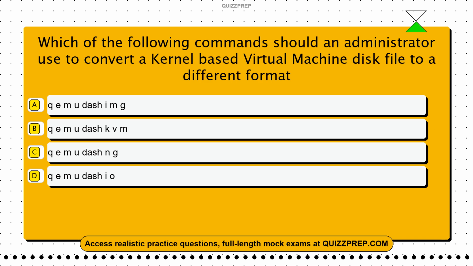Question 35. Which of the following commands should an administrator use to convert a kernel-based virtual machine disk file to a different format? Option A. QEMU-NG. Option B. QEMU-KVM. Option C. QEMU-NG. Option D. QEMU-IO.